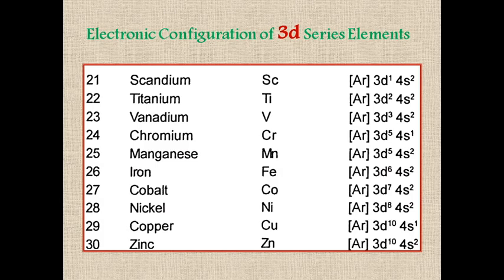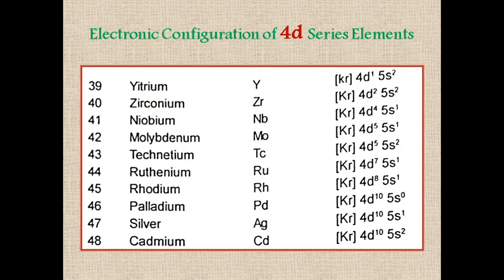These are the electronic configurations of 3D series elements. From scandium to zinc, the electronic configuration is argon 3d1 4s2 to argon 3d10 4s2. This is the electronic configuration of the 4D series elements. These are yttrium, zirconium, niobium, molybdenum, technetium, ruthenium, rhodium, palladium, silver, cadmium. For the 4D series elements, the electronic configuration is krypton 4d1 5s2 to 4d10 5s2.